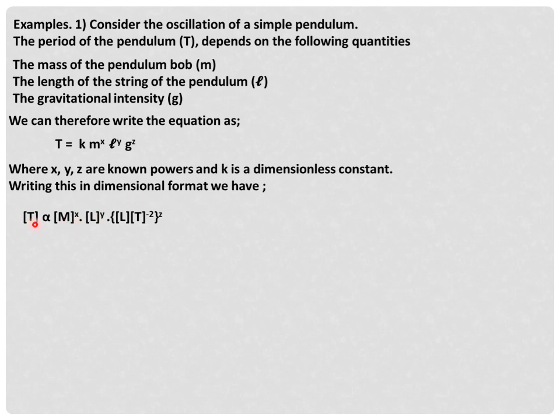We have tension directly proportional to mass, tension directly proportional to length, and tension directly proportional to gravity. Gravity is acceleration. Now you see, acceleration in dimensional format is T raised to the power minus 2. It is displacement on time squared. Acceleration is displacement on time squared.